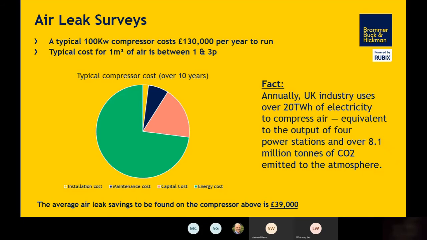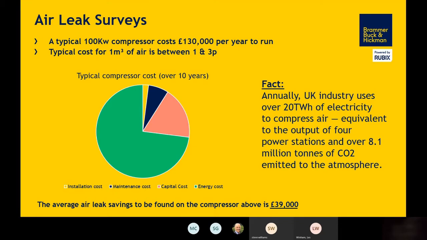So, air leaks are one of the biggest recoverable costs to industry. The issue being that most sites do not recognise the connection between air leaks and high air usage and its costs. Compressor usage, as you can see, makes up the biggest cost of a compressor's life.